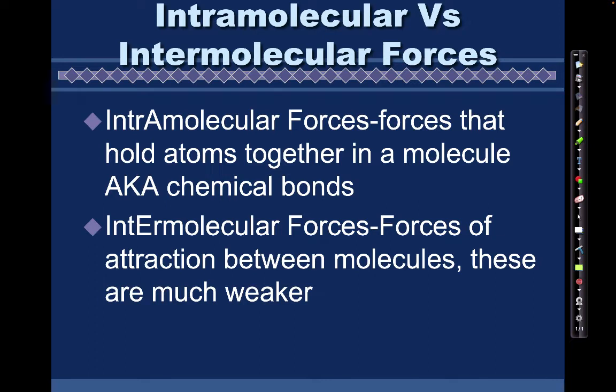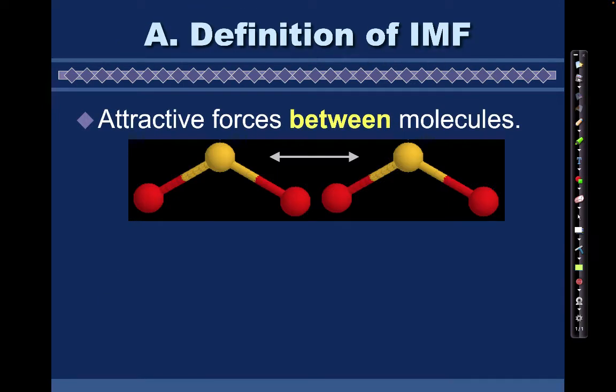So inter, with an E, intermolecular forces are going to be the force of attraction between molecules, which is going to be much weaker. So it takes a lot more energy to pull atoms apart that are within a molecule, or ions apart within the ionic compounds. All right, so an IMF is the attractive force between molecules.